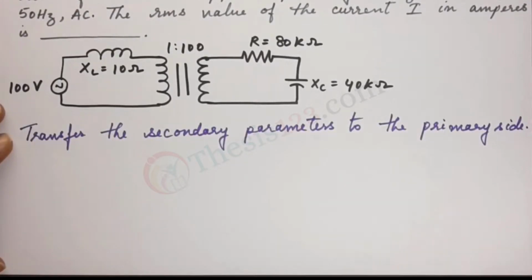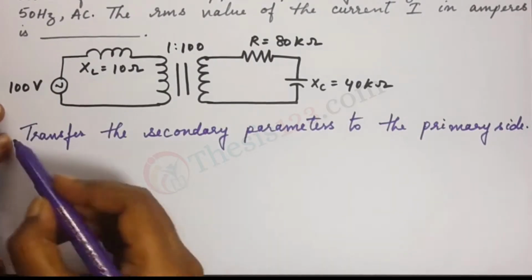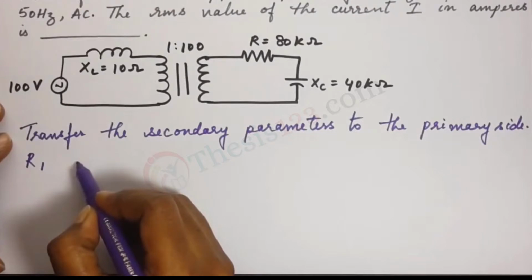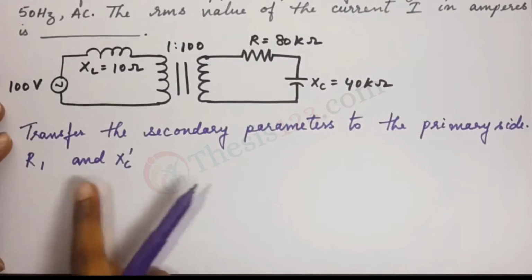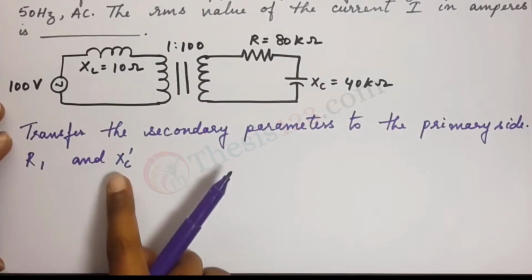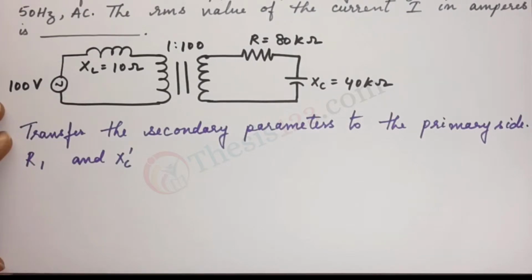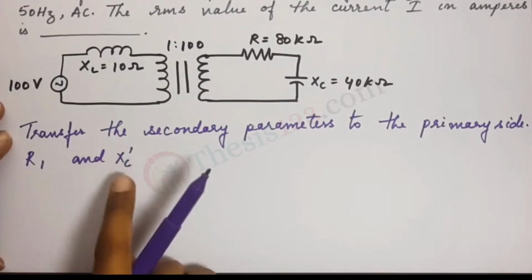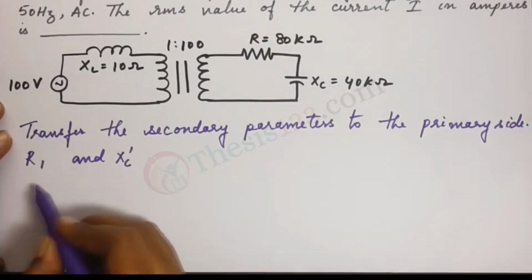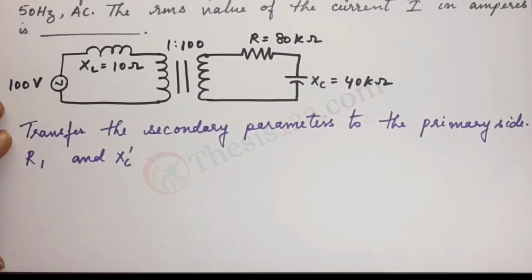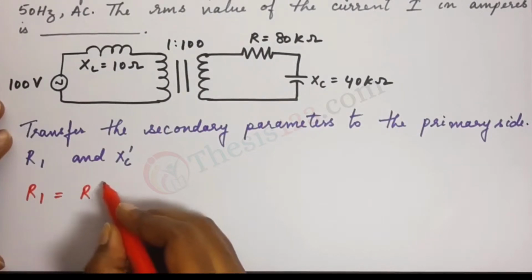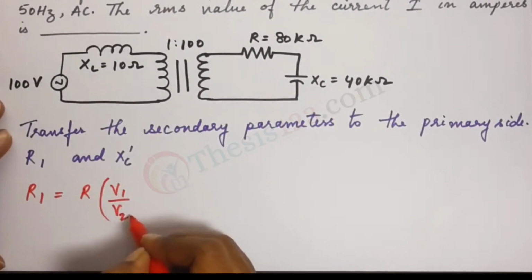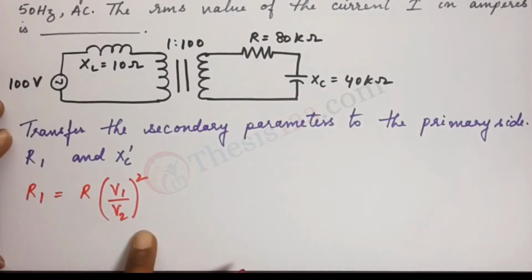Now, in order to do this, we have to find two specific values. We need the value of R1 and XC1, or XC dash. These are the two values that we need in order to draw the equivalent circuit, by transferring the secondary parameters to the primary side. Now here is the formula, I'll just write that down here. R1 can be found by multiplying the given value R with the ratio of V1 by V2 squared. So this is the general formula.